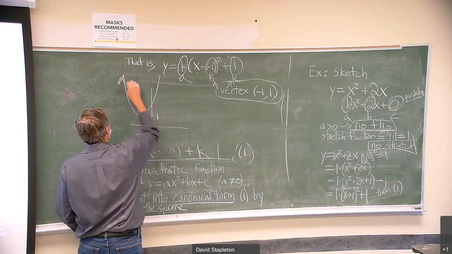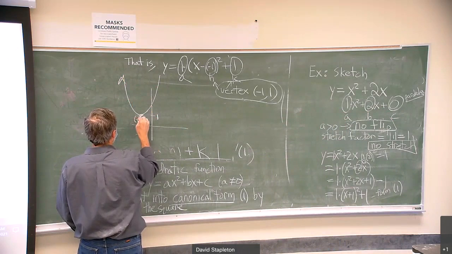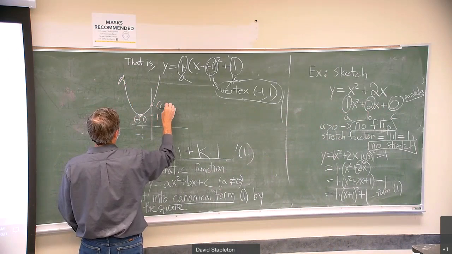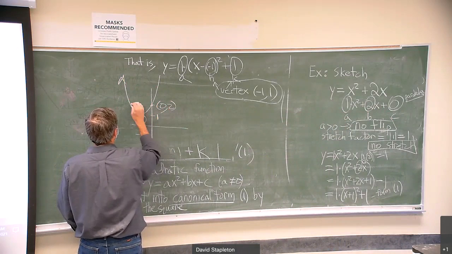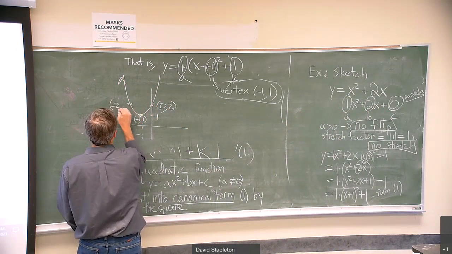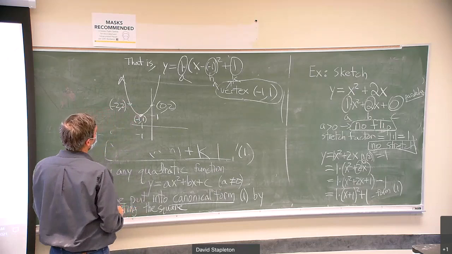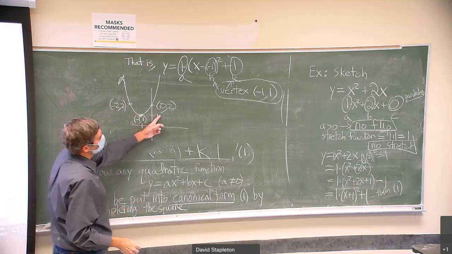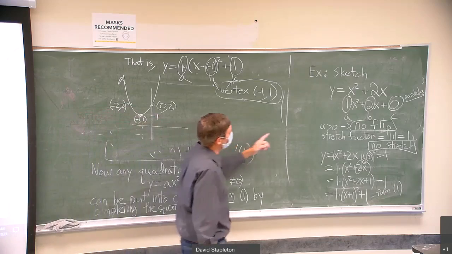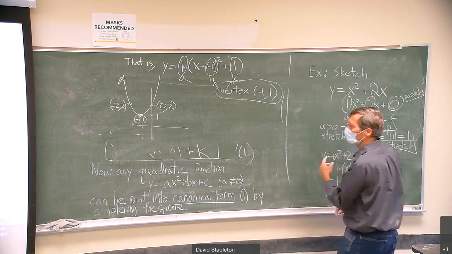It's the same shape, right? Which means if this is the vertex -1, 1, I just go over 1 and up 1, and this must be 0, 2, and this one must be -2, 2, because it's the same shape as the little parabola. If I have trouble figuring these, I can just plug in, right? If I plug in x equals 0, uh-oh.